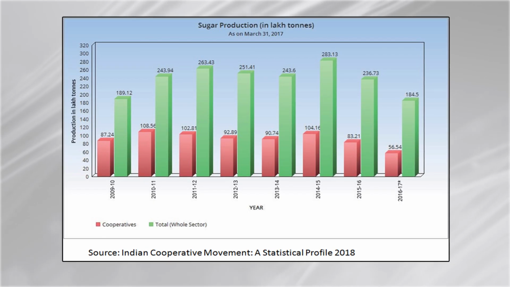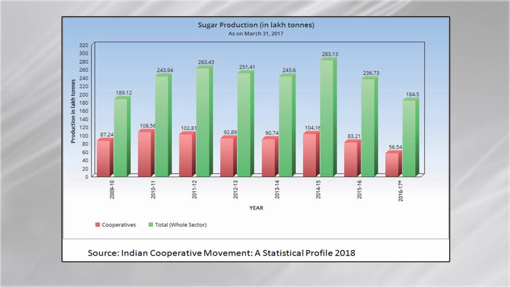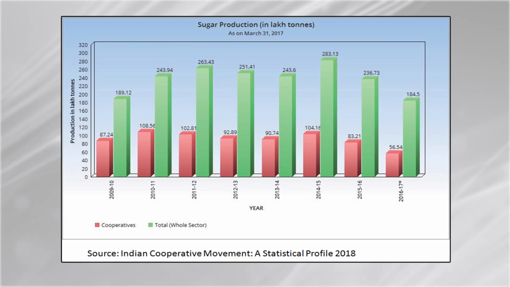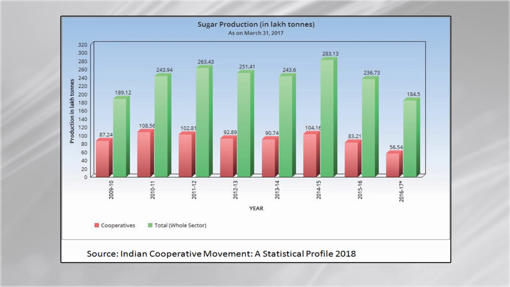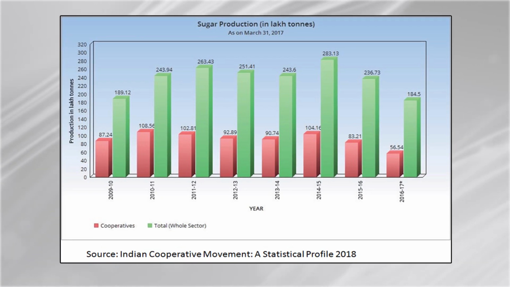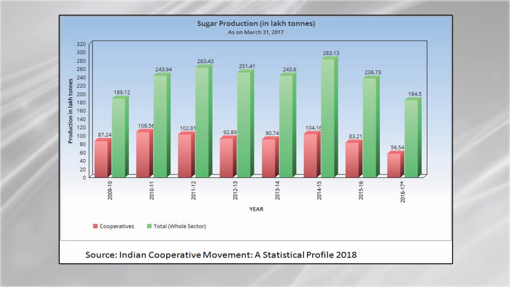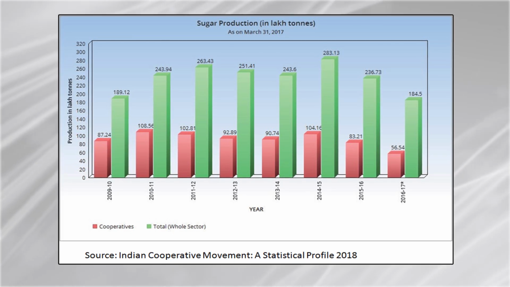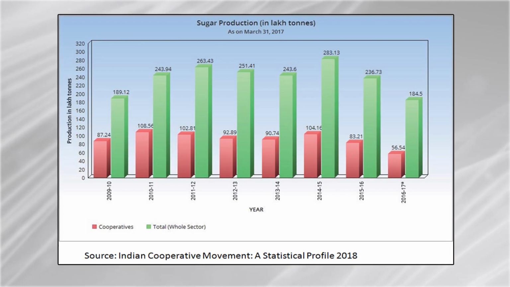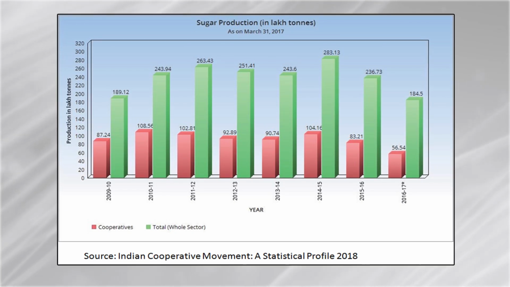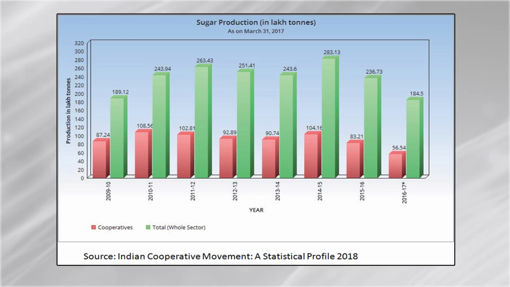and out of that the share of sugar production from the cooperative sector was 104 lakh tons. In the year 2016-17, which is the data for only 9 months from April to December, the total production of sugar was 184. Out of that the production from the cooperative societies was 56.54 lakh tons. So over the period of time we see this share from the cooperative sector is declining.